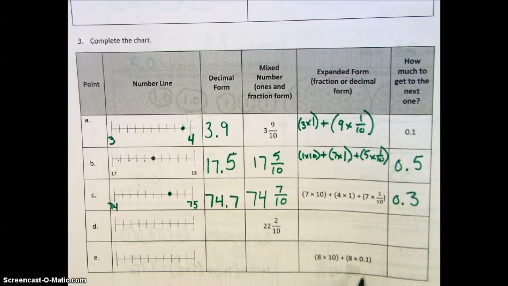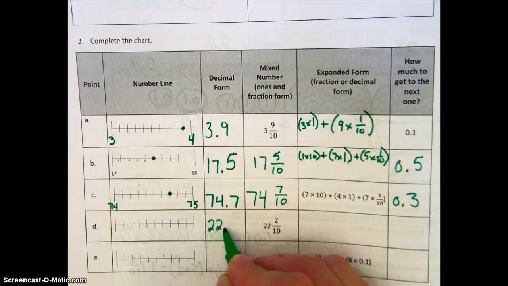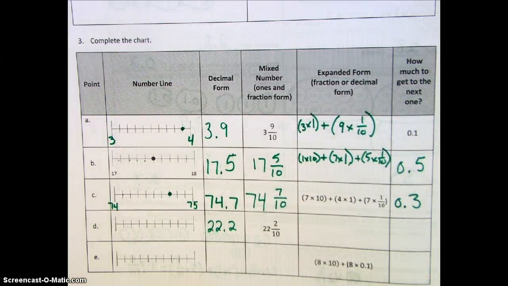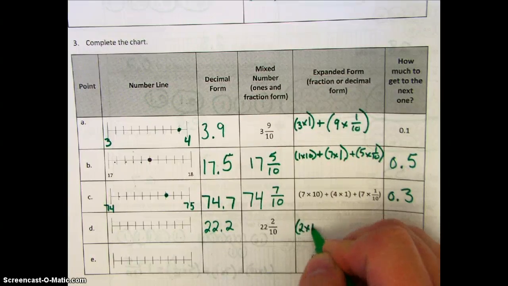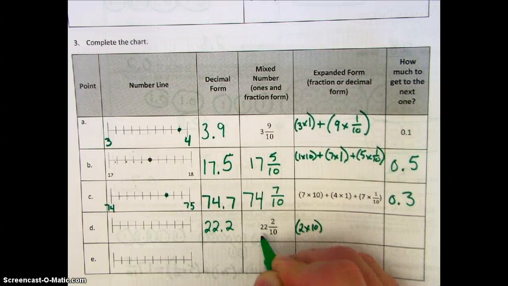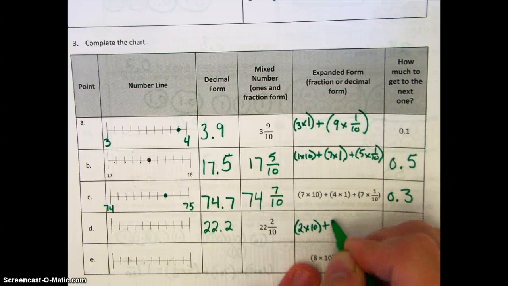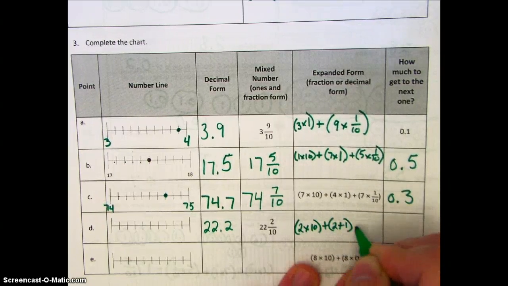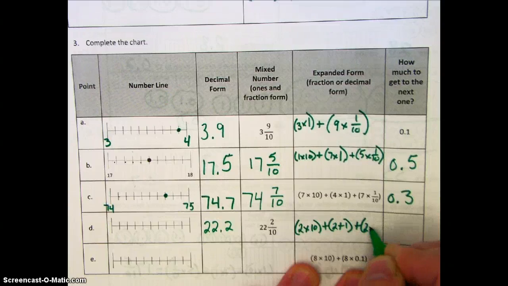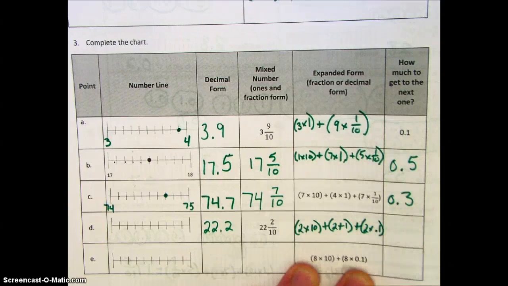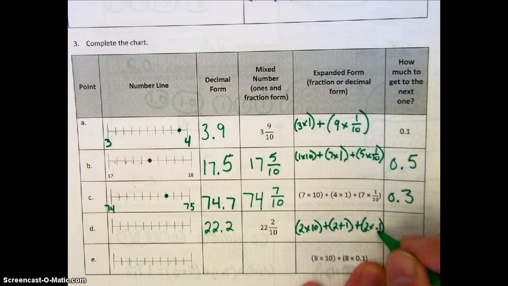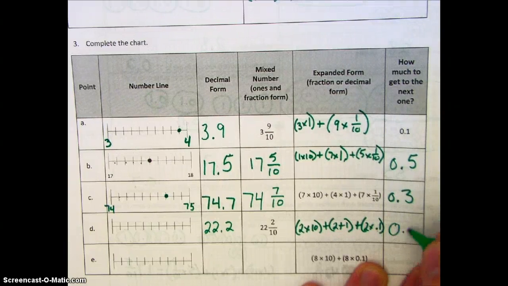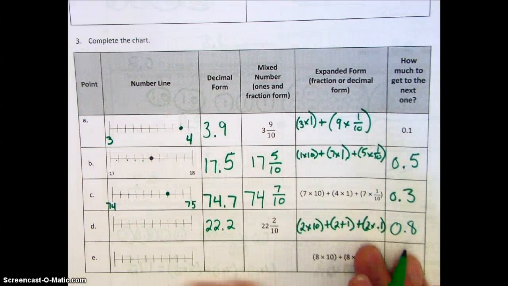Okay, moving on to the next one, we have 22 and 2/10. We'll do these last two in fraction form. So written as a decimal, it looks like that. And then written as expanded form, be careful because we have a 2-digit whole number. So we have 2 times 10 plus 2 times 1 plus 2 times 1/10. And since we have 2/10, that means we are 8/10 away from our next whole number.